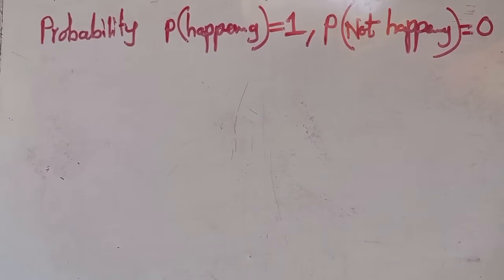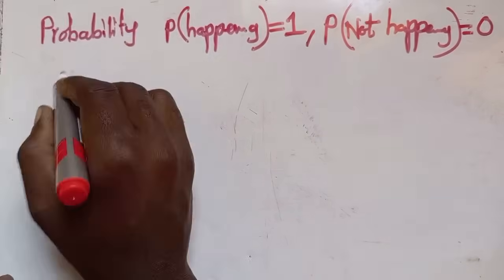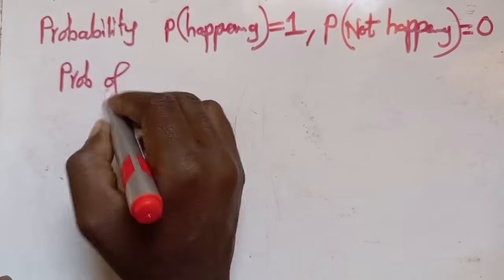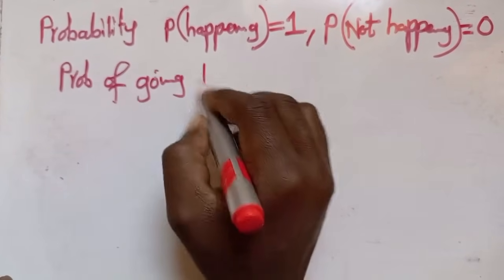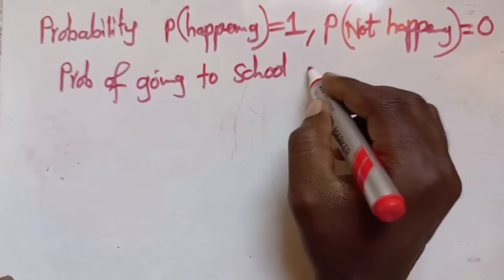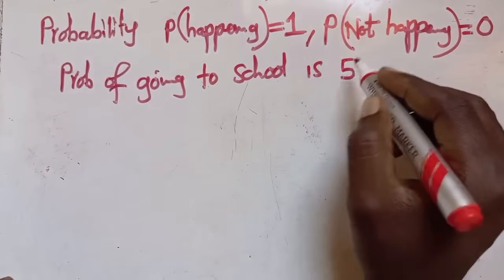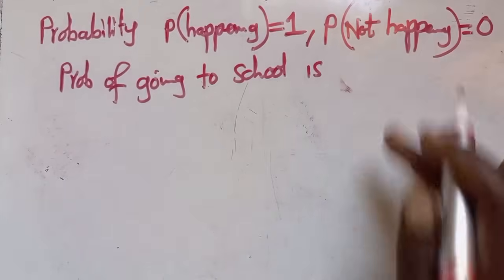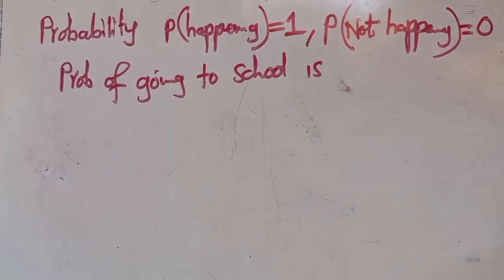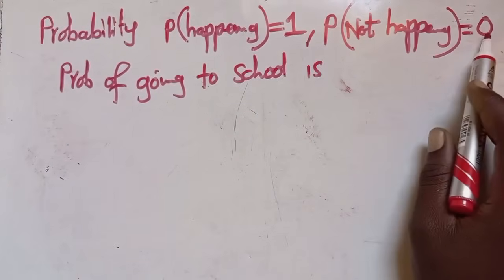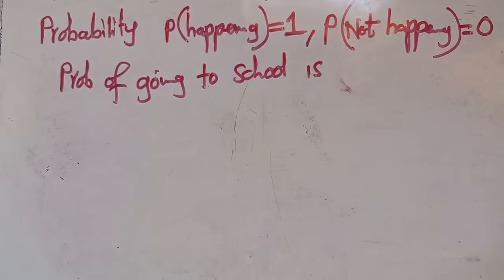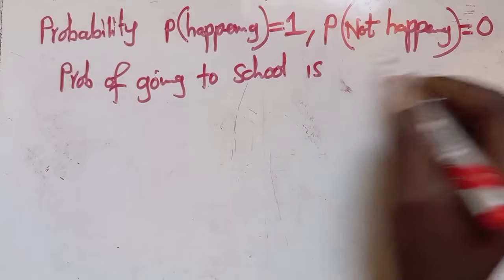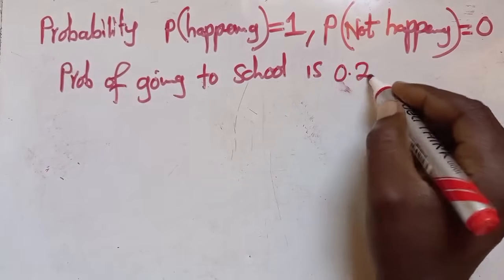So what does it mean? When I tell you the probability of going to school, let me also comment on this. Answers under probability should range from 0 to 1. Answers are just between that. You never find an answer to be 1.2. All the answers will be 0 point something or fractions. So we say, okay, the probability of going to school is 0.2.